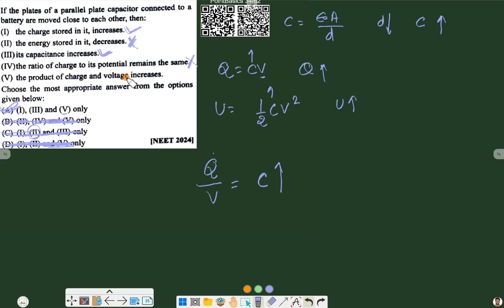And the product of charge and voltage increases. Now the product of charge and voltage will be QV, and we know that Q is equal to CV. So Q times V is CV into V, so it will be CV square, and we know CV square is double the potential energy. So it is double the potential energy, and we know potential energy is increasing. So this product is also increasing. So option 5 is the right one. So at last, option A will be the correct answer. Moving to the next question.